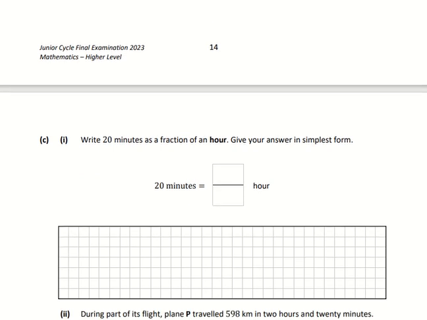Next part says write 20 minutes as a fraction of an hour. Give your answer in the simplest form. Well, 20 minutes is 20 over, there are 60 minutes in an hour, so 20 over 60. If we break that down, it becomes 1 over 3. You could use the calculator to simplify that, put it in and press equals, or you should know that if you divide 20 into top and bottom, it gives you 1 over 3, so it's 1/3 of an hour.